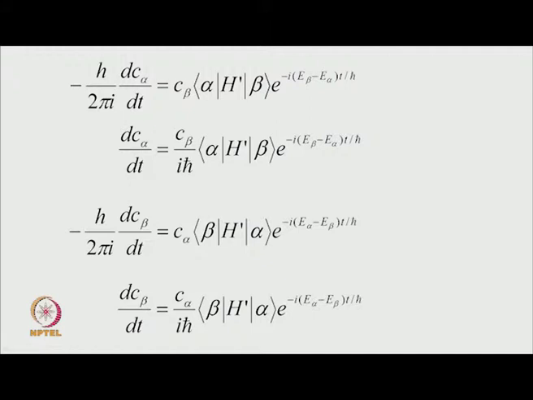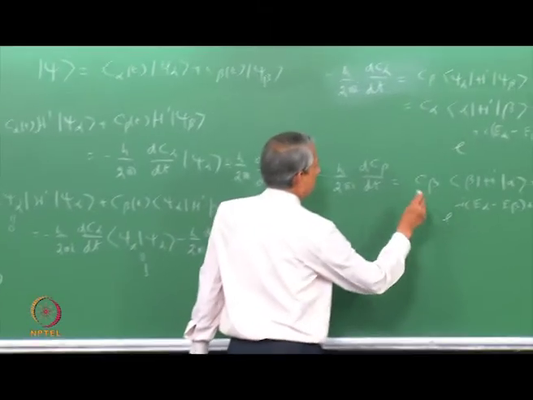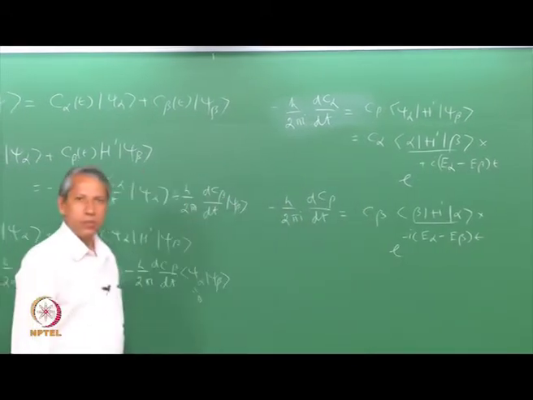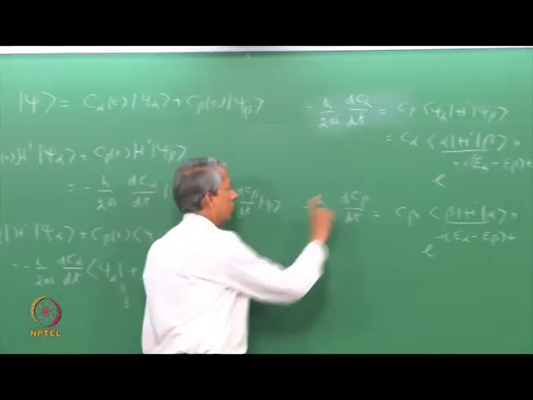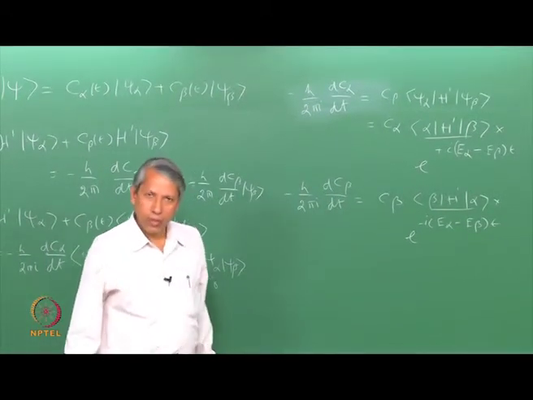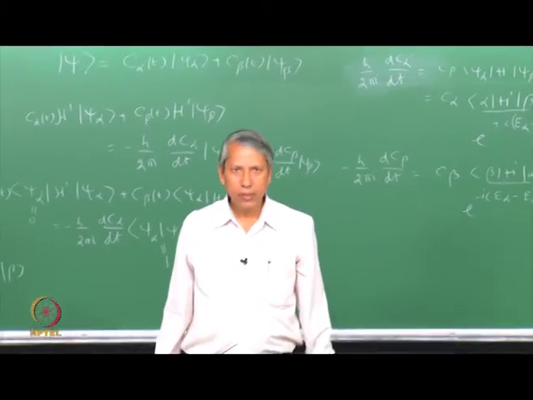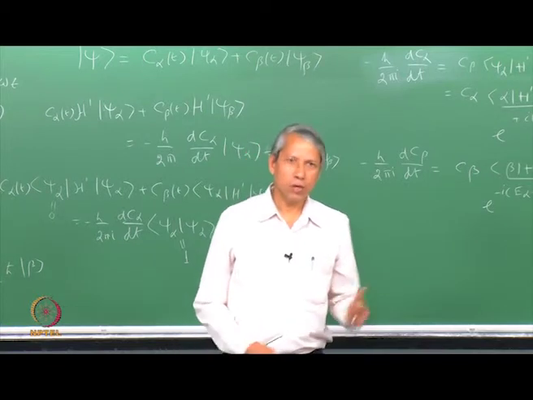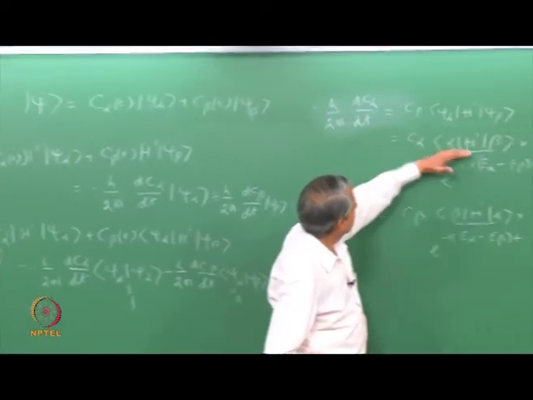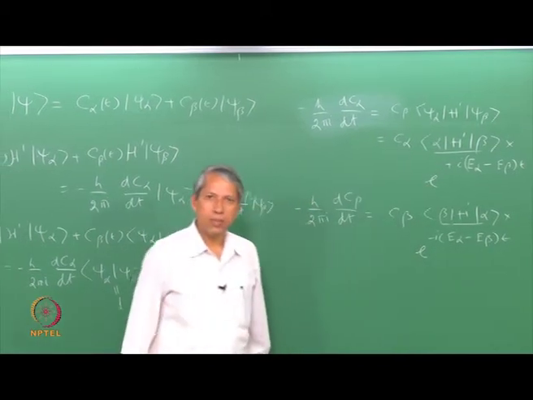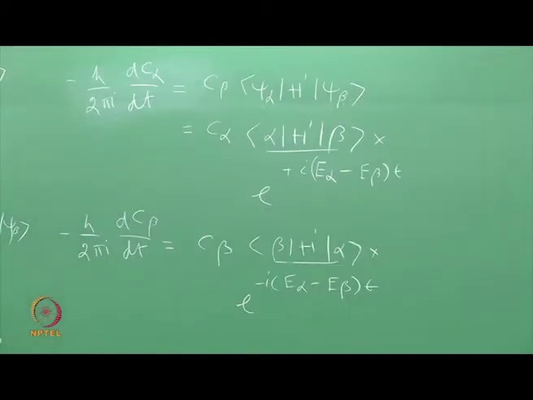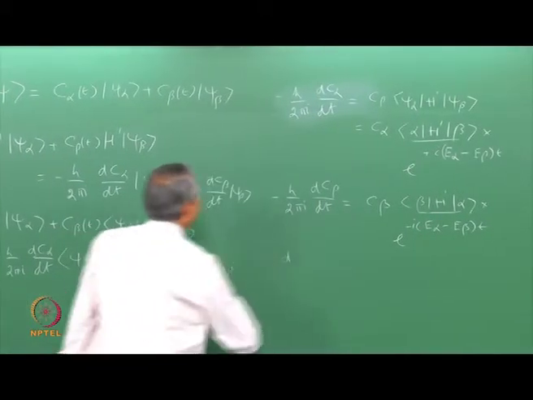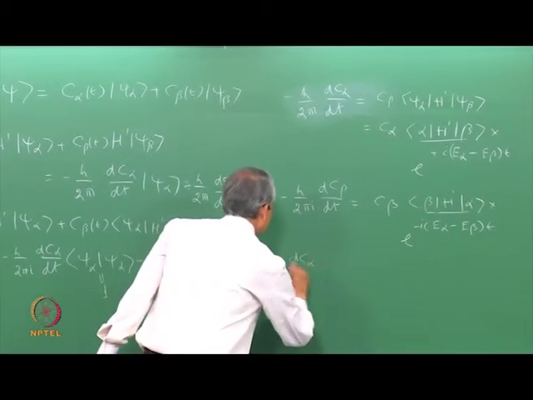Here it shows that if this term is 0, these are not going to change. In other words, for any change to take place, or any transition from, let us say, state alpha to state beta, or from beta to alpha, this must be non-zero. In a sense, this decides the selection rule for transition. Now, we have these two coupled differential equations.